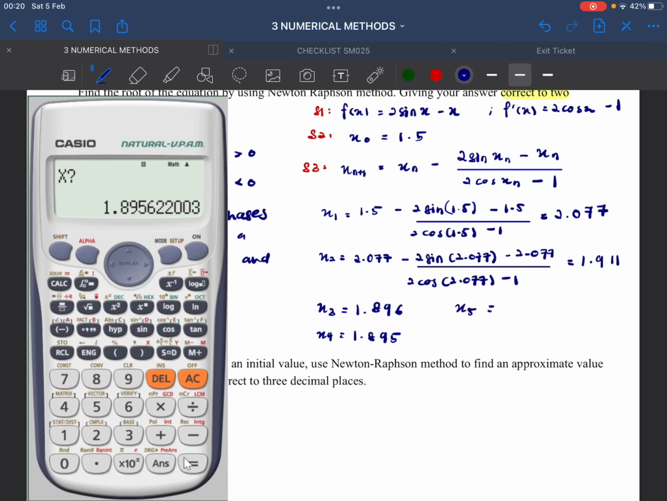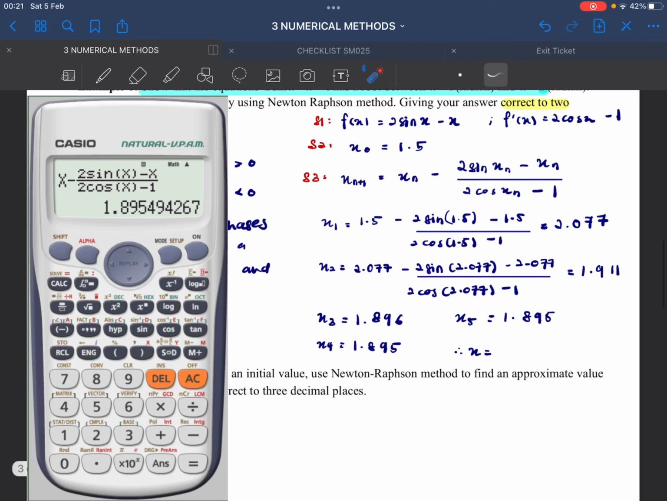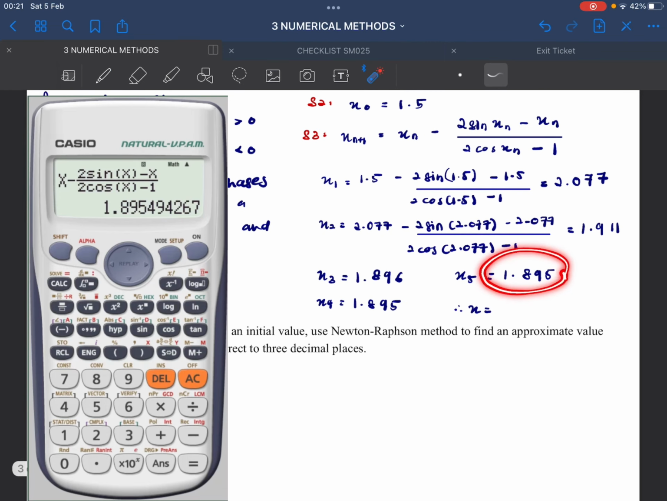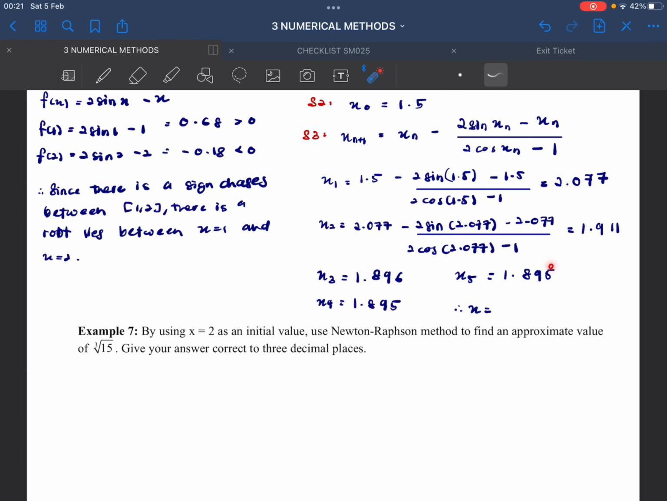x5 is equals to CALC, calculate answer, 1.895. Now we can stop, which is already the same. Okay, now we can stop the iteration and put our final answer. Remember the final answer asked for correct 2 decimal places. So you have to put 1.895, and 2 decimal places, rounding up, we will get 1.90. Okay, and that's going to be our final answer.